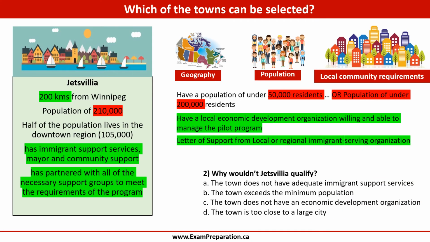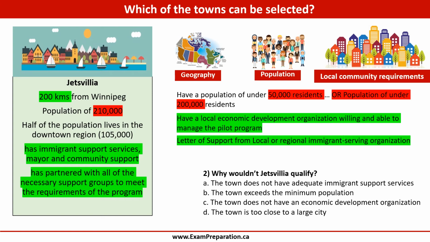All right, so with number 2 here, let's take a look at the options first, and then we will decipher whether or not we got the correct answer. Okay, so we'll take a look at A. So why wouldn't Vilia qualify? The town does not have adequate immigrant support services. Well, we could see that this isn't necessarily true. They give us a pretty strong indicator in here.